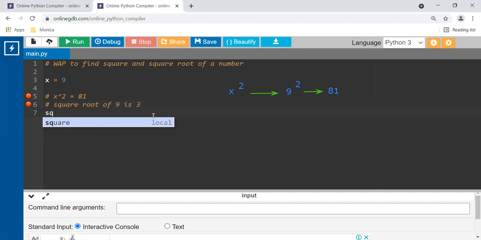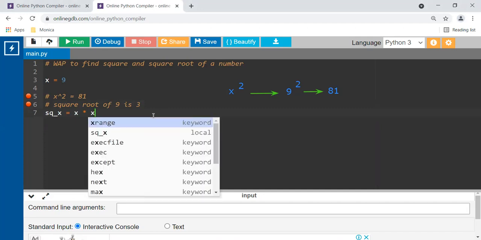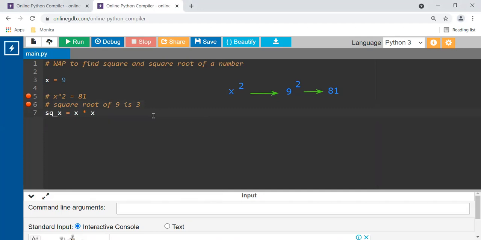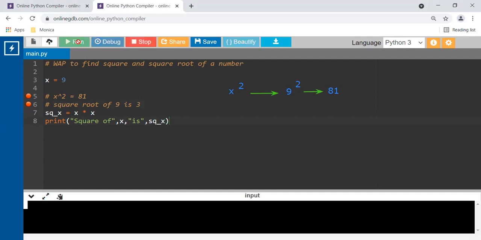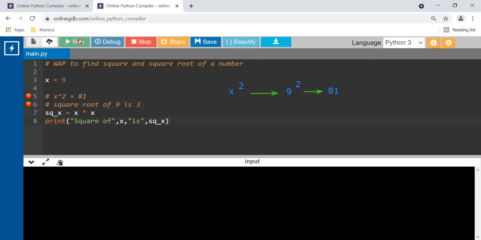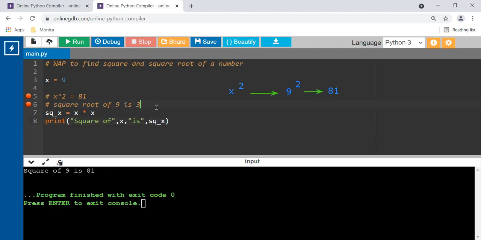We'll take a variable sq underscore x, which is equal to x multiplied by x. So a number multiplied by itself gives us the square. Let's try and print the output. Square of whose square are we finding? That is 9. And what is the squared value we have got? We have got 81 as the value. So let's try and print that. Here is the output. Square of 9 is 81. All right. Now, in a very simple way, we have got square of a number.